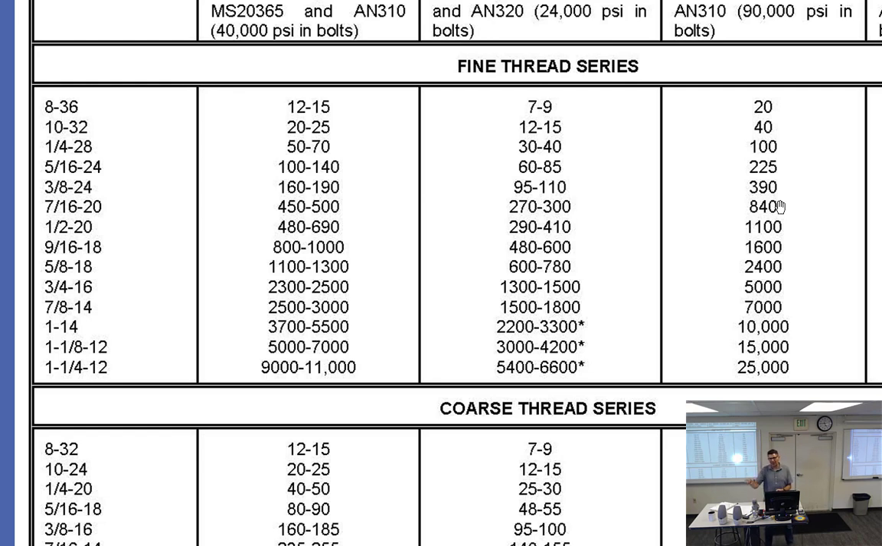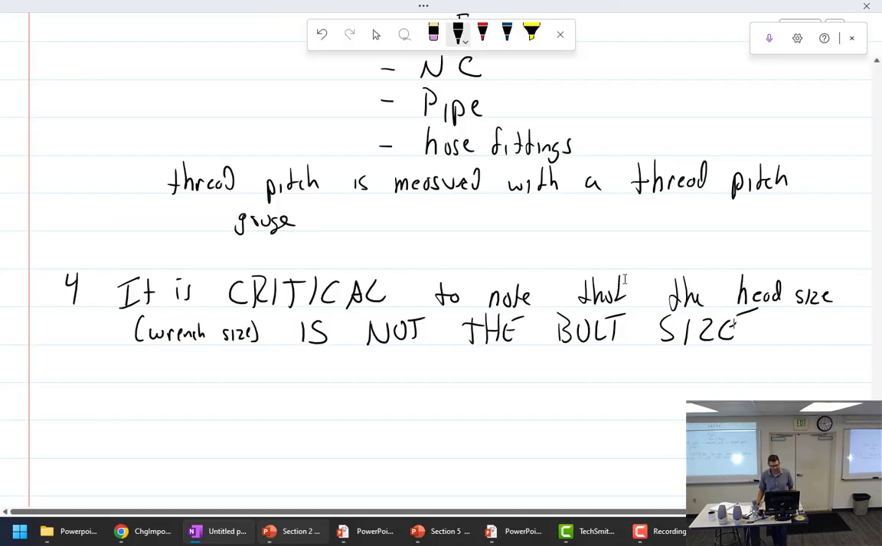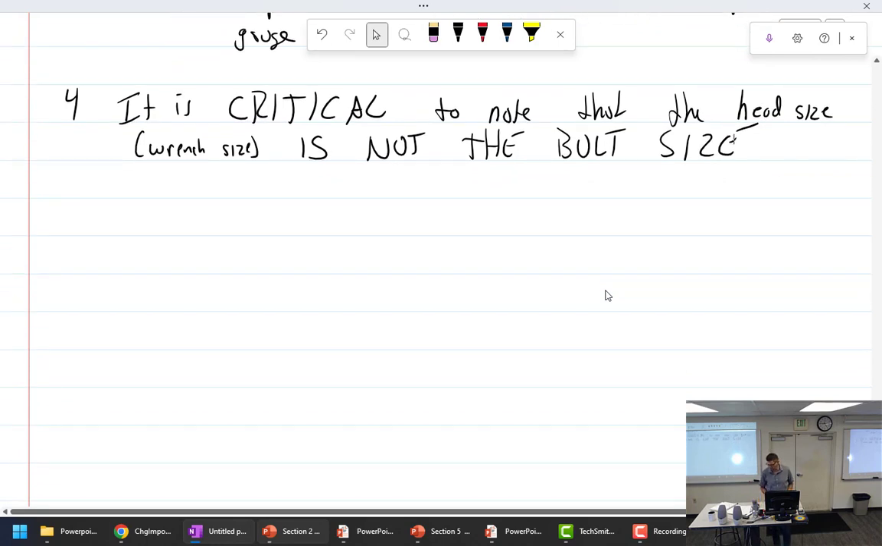Oh, got a little loose. We'll just back it off. It's fine now. Okay, so the wrench size is not the bolt size. That is why. If you do that, you will definitely screw up eight times the torque. So don't do that.